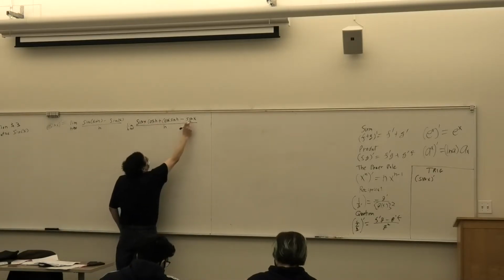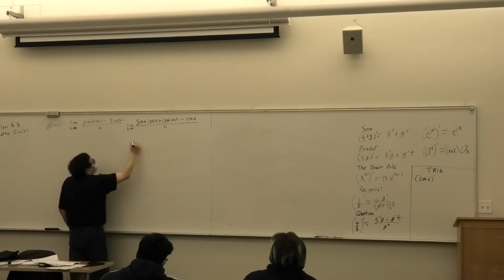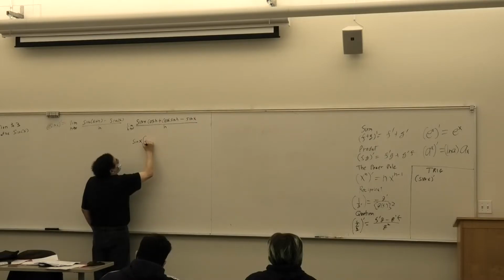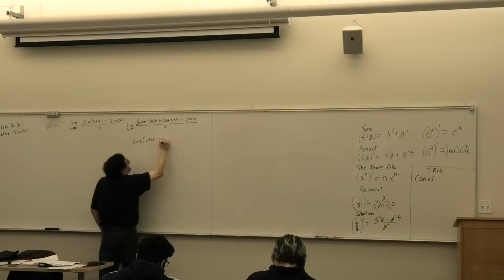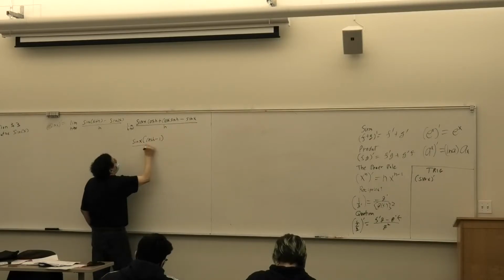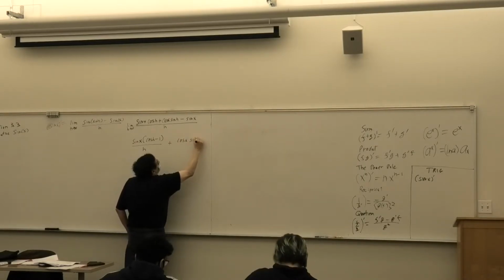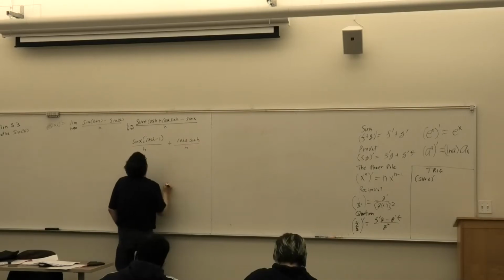Well, we have sine x here and a sine x here, so we're going to have sine x times cosine of h minus 1 over h, plus cosine of x times sine h over h.